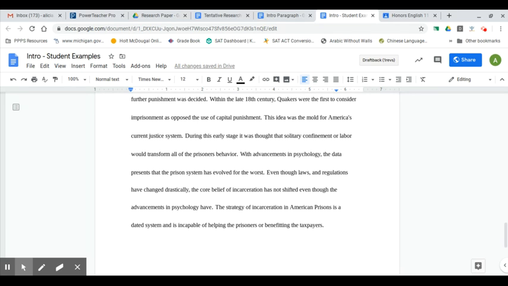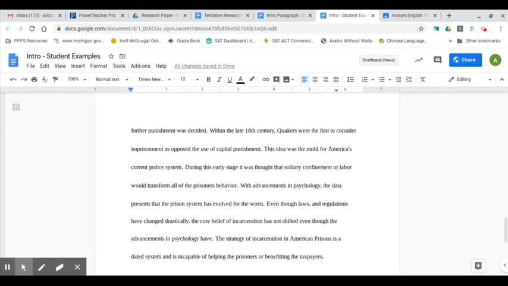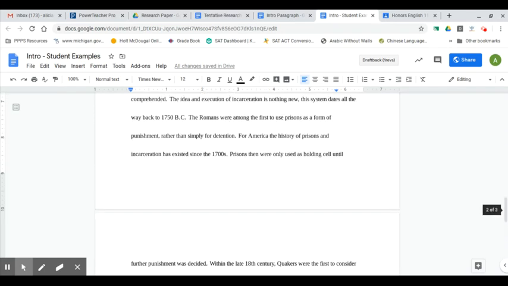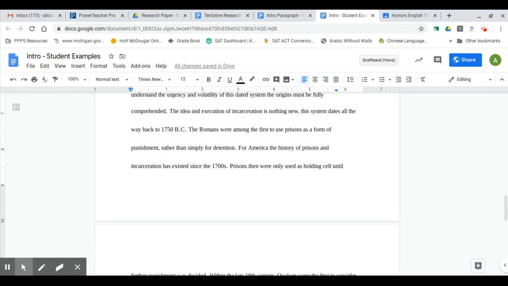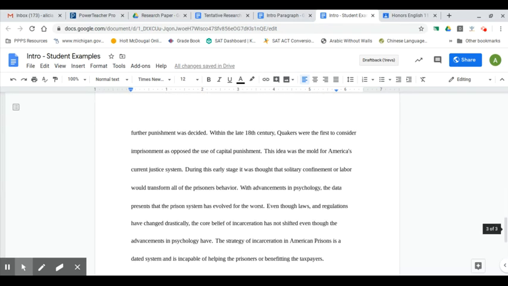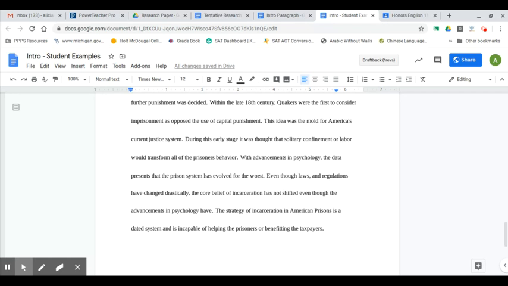So this intro is much more logos heavy, starting with the very beginning of the prison system with the Romans in 1700s BC, up to when America first started in the 1700s AD, and then briefly hinting at advancements in psychology, which would eventually prove within her paper that the system also needs to advance. And that's going to be her argument.